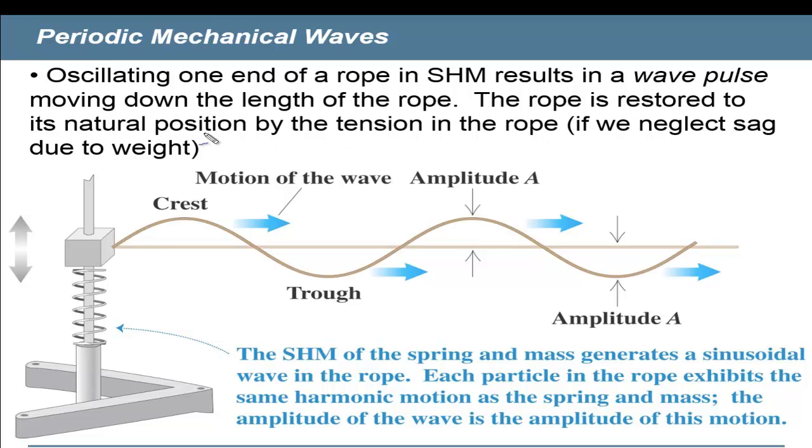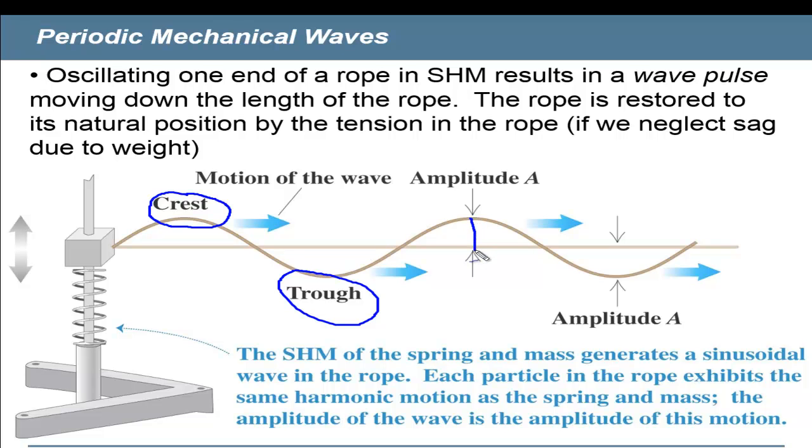So we have this thing going up and down in simple harmonic motion, so it creates a sine wave here, or we'll say it's sinusoidal. Just means sine-like. It makes the shape of a sine wave. And then we have here some of the definitions. The very top part of a wave is its crest. The very bottom part of a wave is its trough.